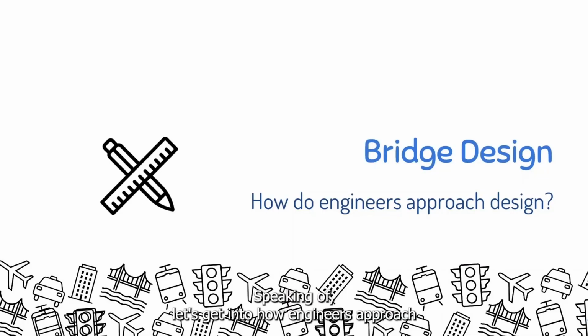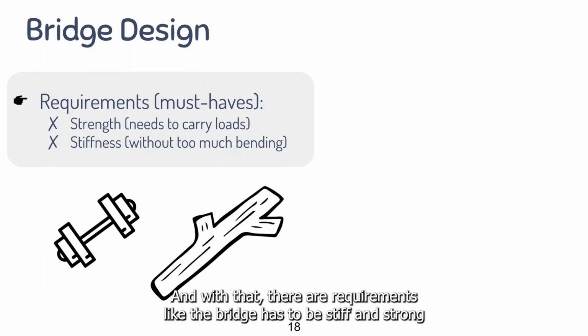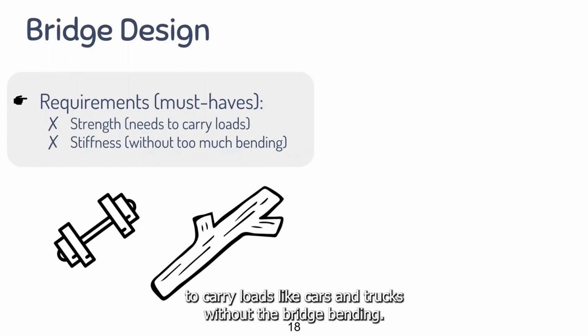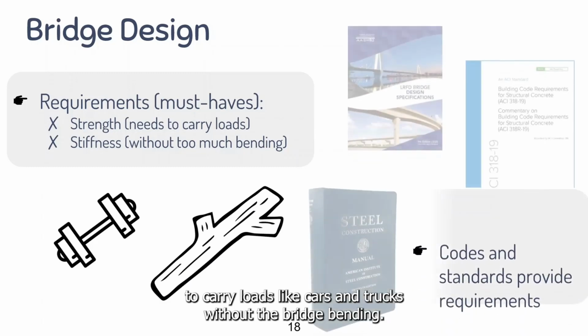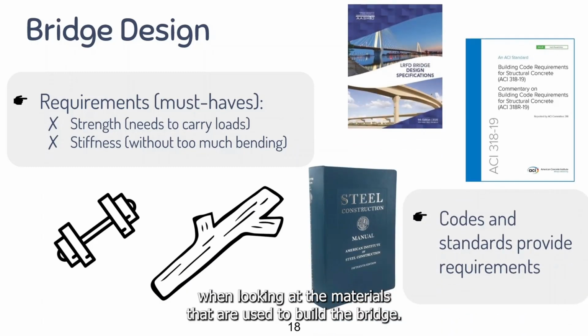Speaking of, let's get into how engineers approach bridge design and main factors that come into play. Engineers are always improving bridge design, and with that, there are requirements, like the bridge has to be stiff and strong to carry loads like cars and trucks without the bridge bending. There are also codes and standards that have to be met when looking at the materials that are used to build the bridge.